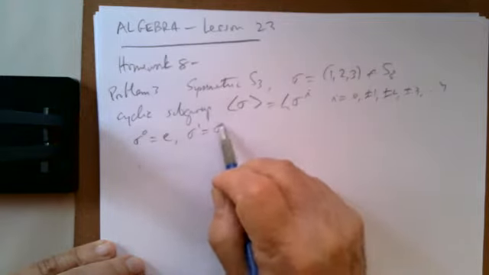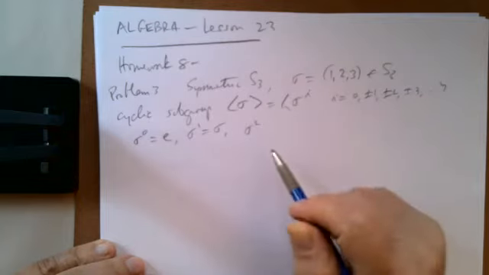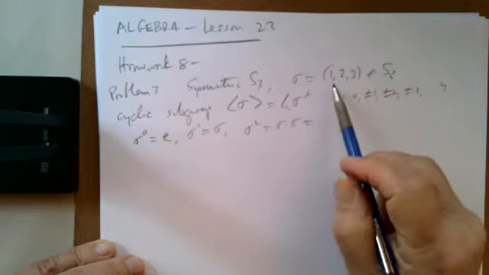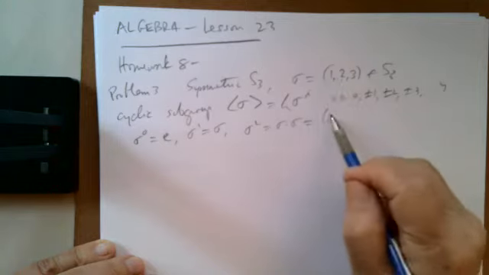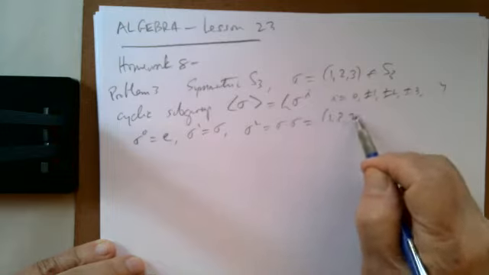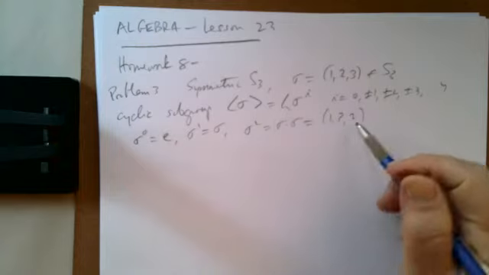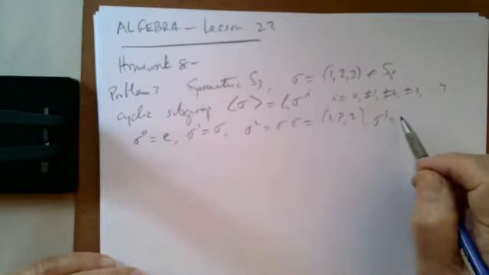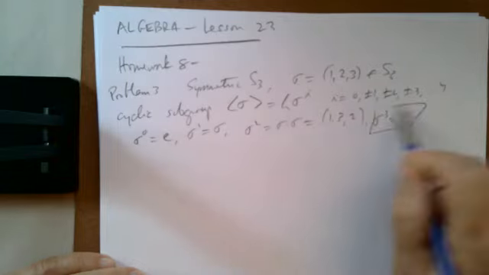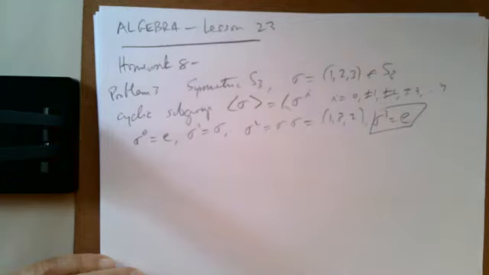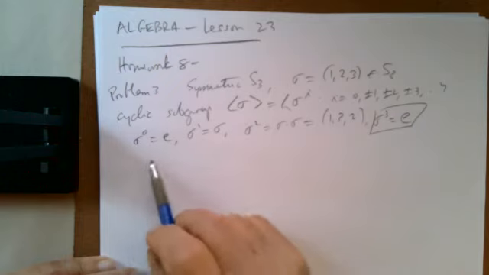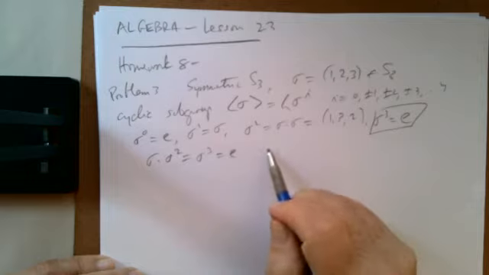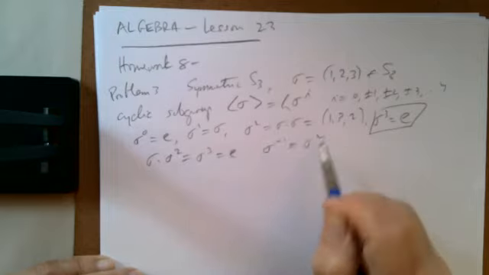Sigma to the first power is just sigma. What is sigma squared? That's sigma times sigma. If you iterate sigma, 1 goes to 3, 3 goes to 2, 2 goes back to 1. So that's sigma squared. It's this permutation. What is sigma cubed? If you apply sigma 3 times, you get back to the identity. So the third power of sigma is the identity. Right? Sigma times sigma squared, which is sigma cubed, is the identity. This also means that the inverse of sigma is sigma squared.